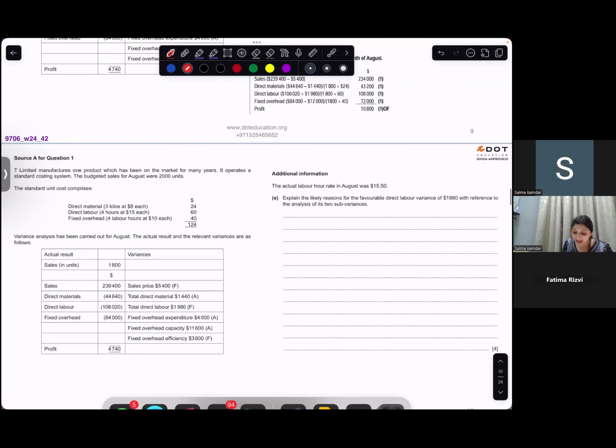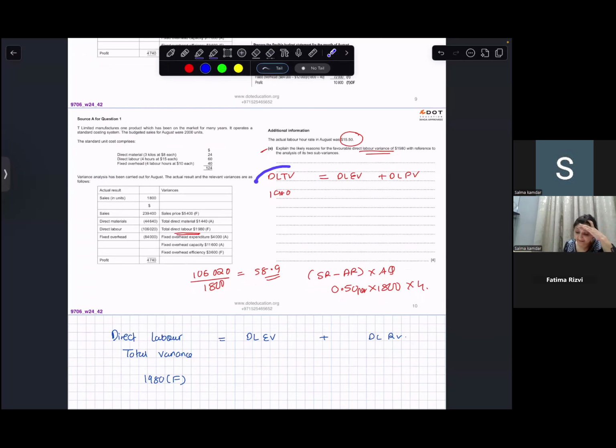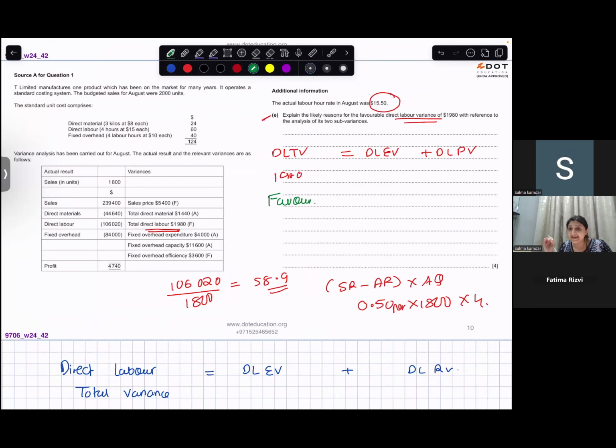Try the exercise E1. If you're watching the video, pause, look at the figures, and try it. If you still don't understand, then go to the explanation. Your direct labor total variance is 1,980 favorable. And they have told us that the actual labor rate per hour is 15.50. They want us to explain the reasons for this favorable 1,980 variance.